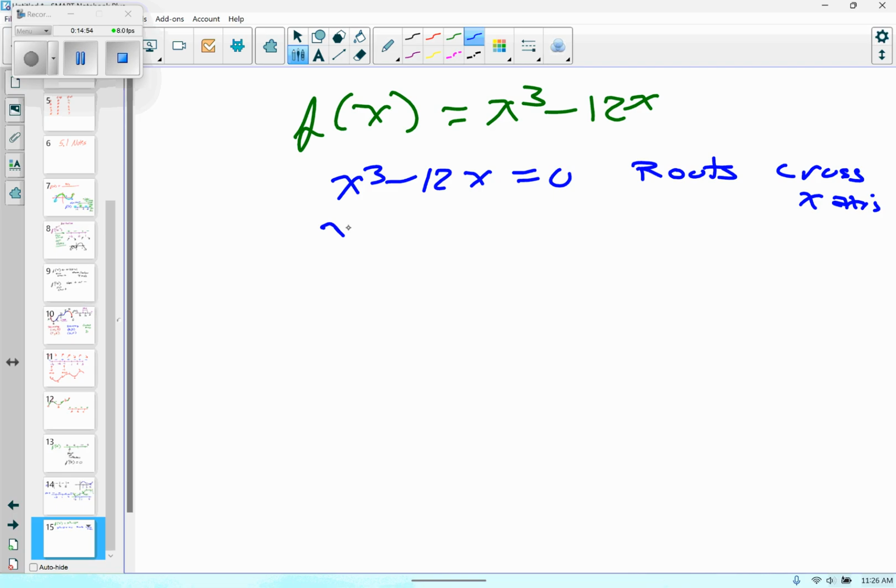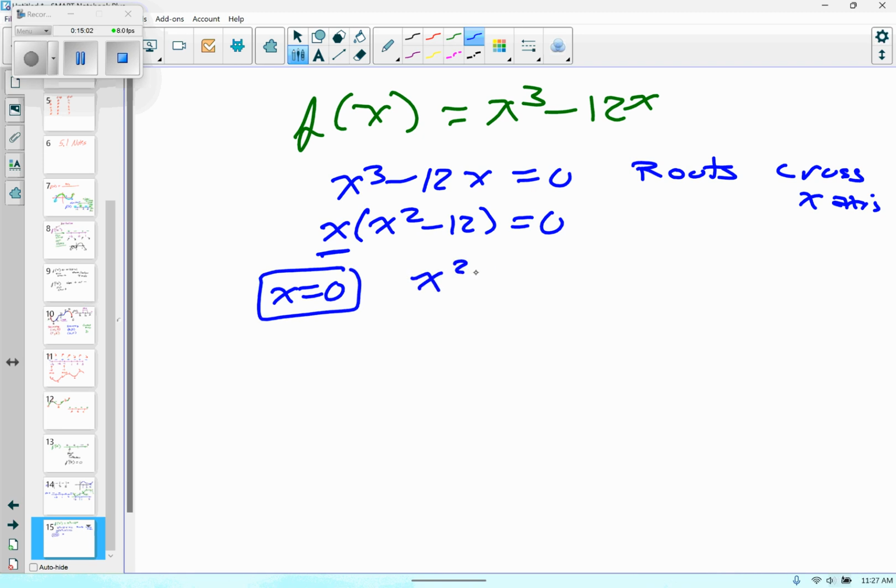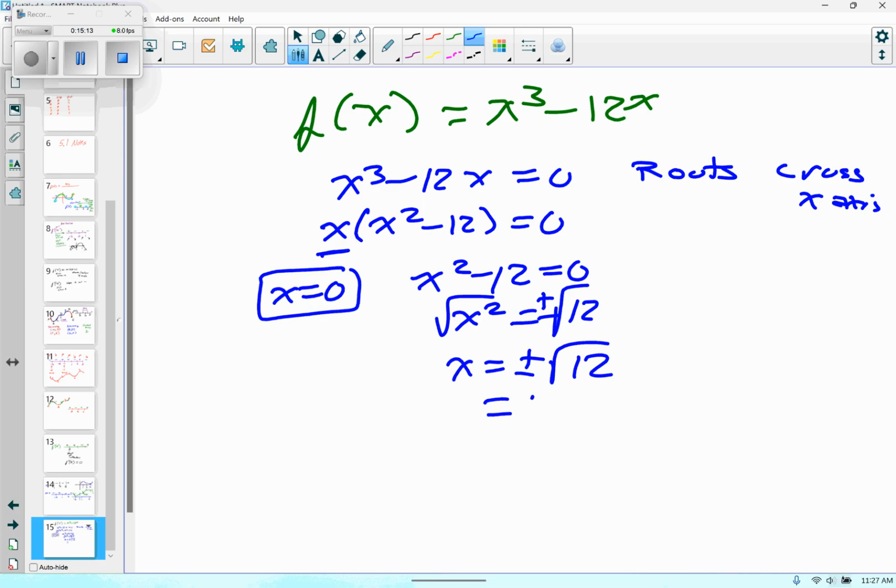So I'd factor an x out. I'd have x squared minus 12 equals 0. So x equals 0, there's one root. And then I get x squared minus 12 equals 0. Add 12 to both sides, and then take the square root. Don't forget the plus minus. So plus or minus root 12. And if you wanted to clean it up, yes, you'd certainly say 2 root 3.